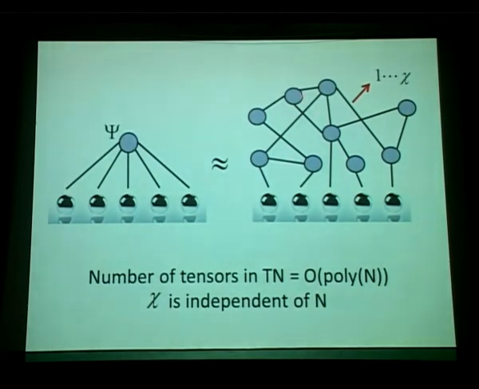Any given tensor over here has a number of components which is just some power of chi. You just multiply the number of chi five times here, for instance. And then there are order n such tensors. So the total number of components encoded in this tensor network is order n. So I can at least store a tensor network efficiently in memory.